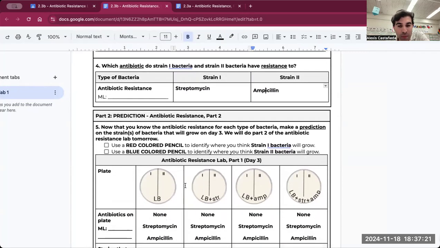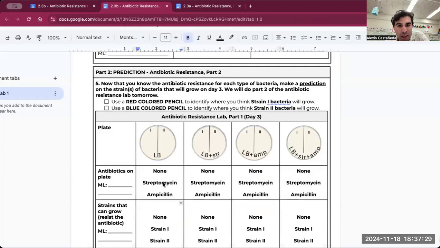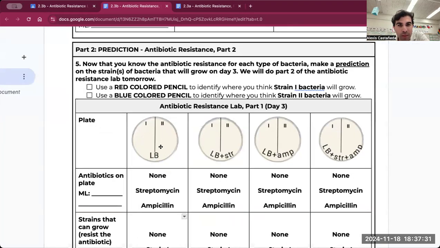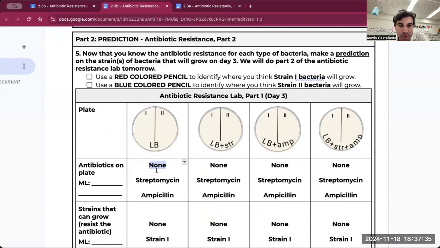So right now we're going to make a prediction of what we think we're going to see after some time. So this first plate, what antibiotics are in this plate? On this first plate, this is just LB. There is no antibiotic on this plate. So I'm going to circle none. I can't circle on this side, but I'm going to just bold none.